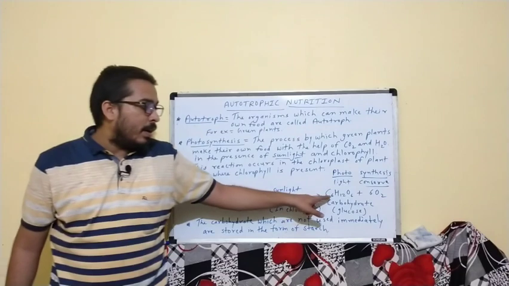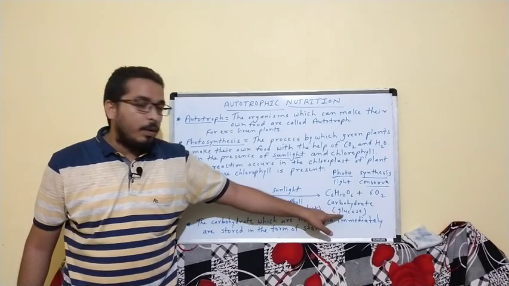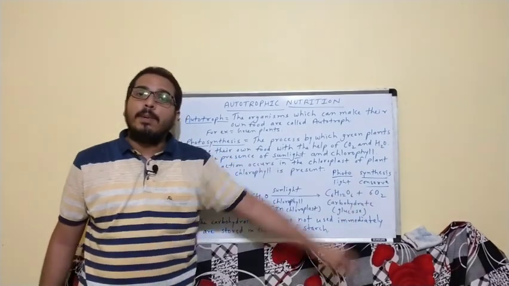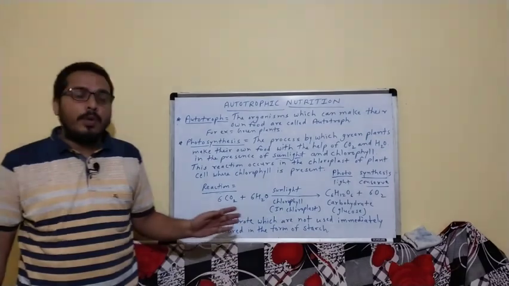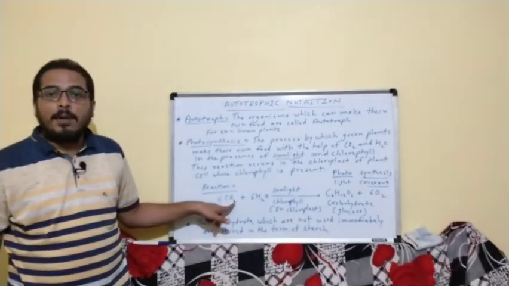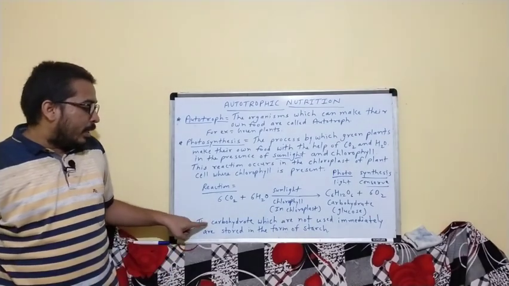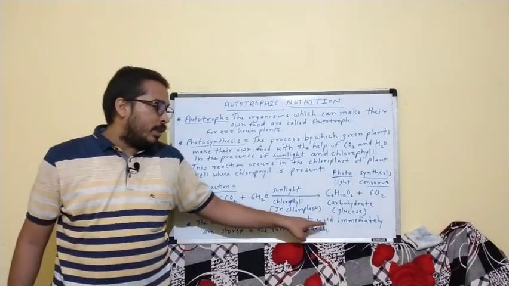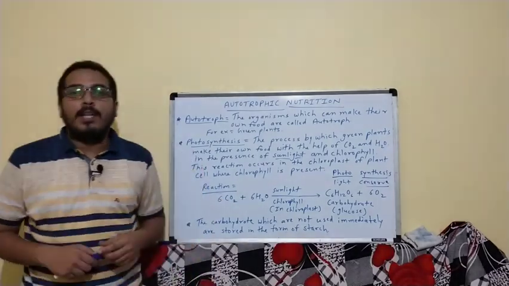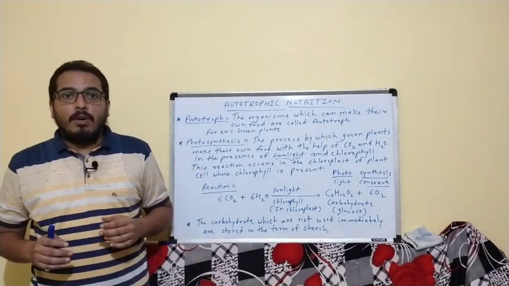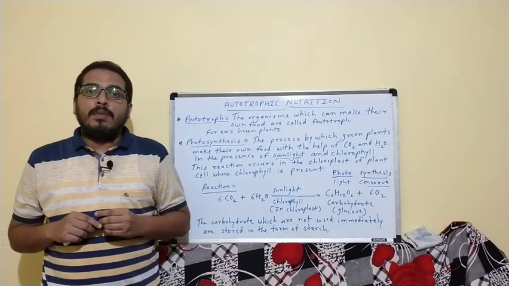It will form carbohydrate. This carbohydrate will form in the form of glucose and oxygen will be released. So we can say that when this process is going on, plants are taking carbon dioxide and releasing oxygen. Clear? The carbohydrates which are not used immediately are stored in the form of starch. So my dear students, in the case of plants, this food is stored in the form of starch.